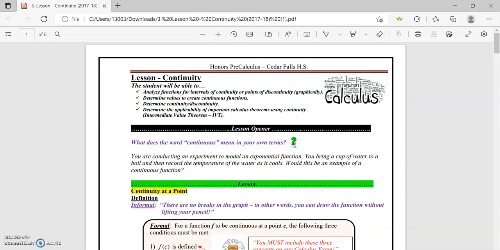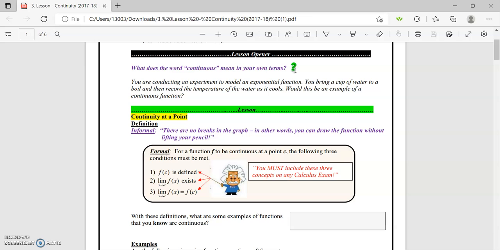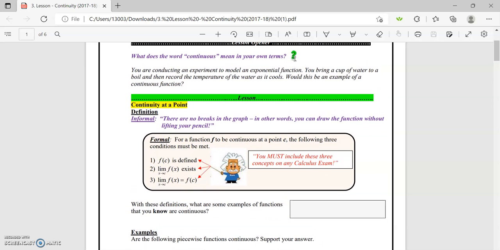All right, we're going to get at least one video pumped out here for continuity, which is our very last lesson of the year. So without further ado, let's get going. Continuity and limits are absolutely connected. In fact, the definition of continuity involves finding the limits first.